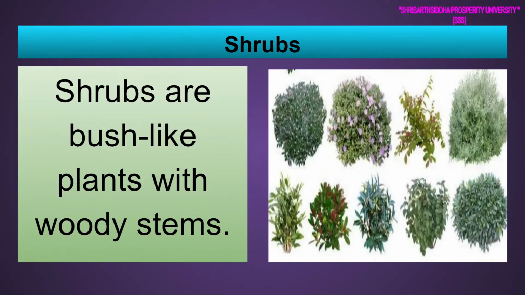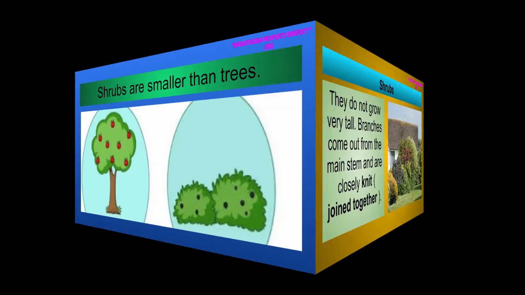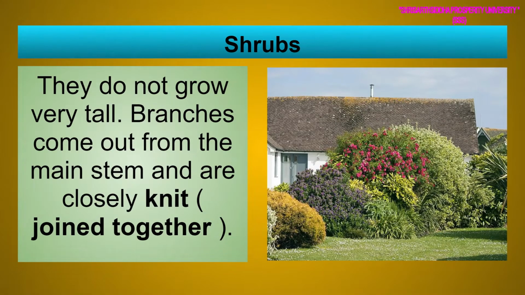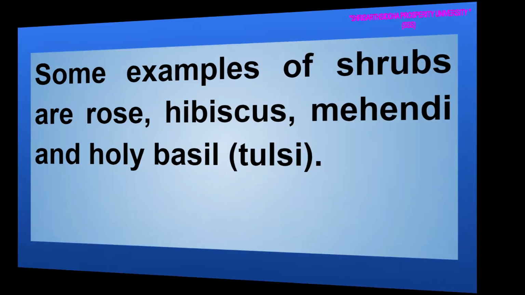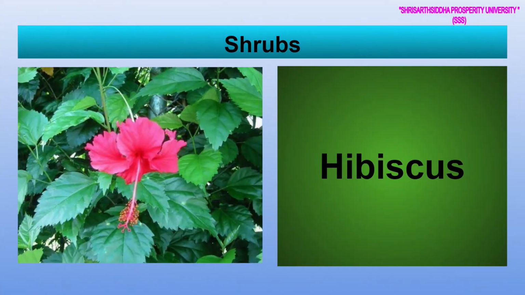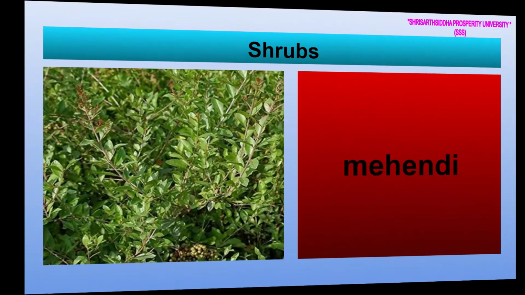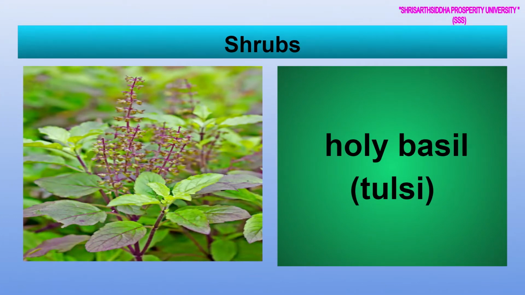Let's learn shrubs. Shrubs are bush-like plants with woody stems. Shrubs are smaller than trees. They do not grow very tall. Branches come out from the main stem and are closely knit, joined together. Some examples of shrubs are rose, hibiscus, mehndi, and holy basil, tulsi.